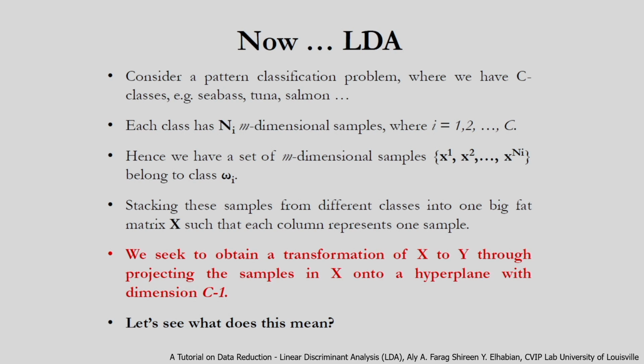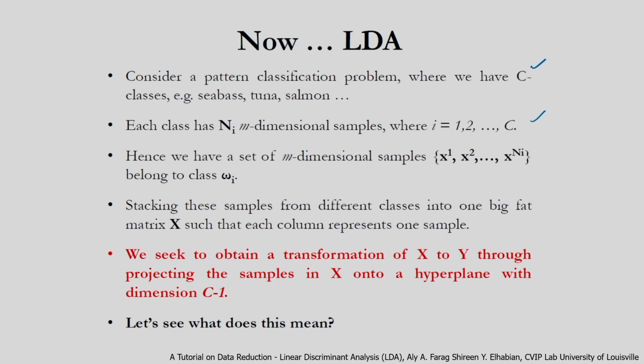Let us consider a pattern classification problem, and for this I am considering C number of classes. Maybe the classes may be fishes like sea bass, tuna, salmon, like this I can consider C number of classes. And each class has Ni samples. So m dimensional samples are available, Ni number of samples for each of the classes, and we have a set of m dimensional samples.